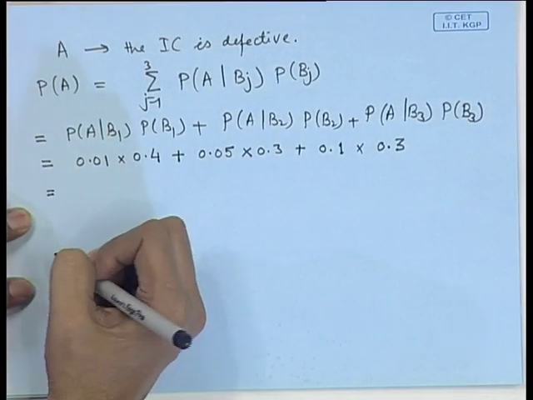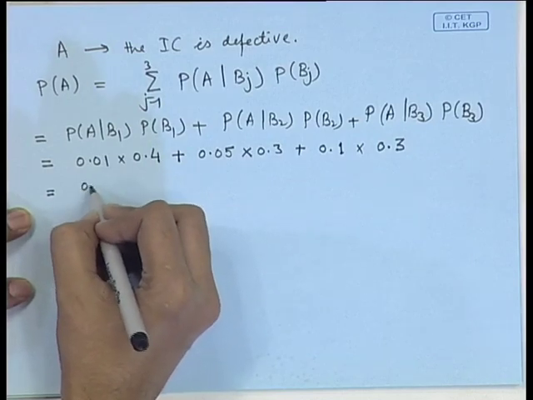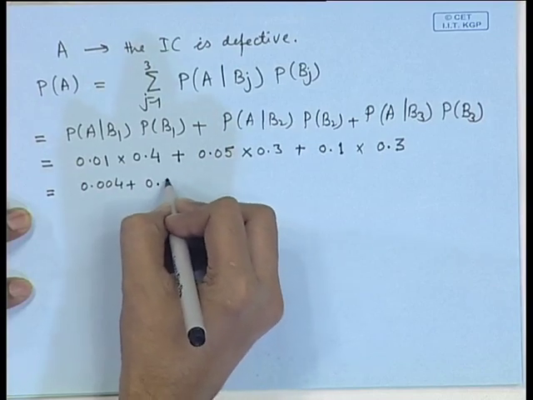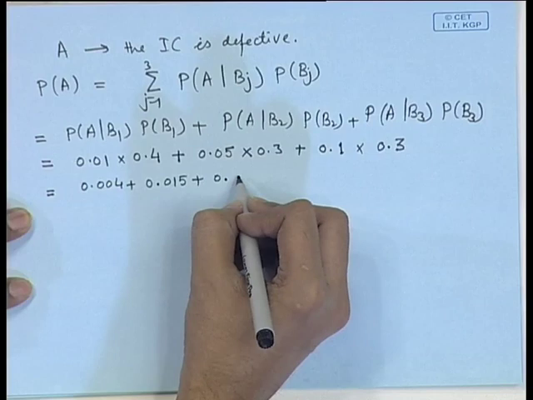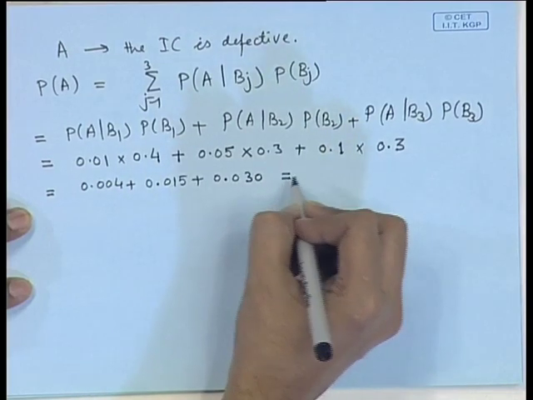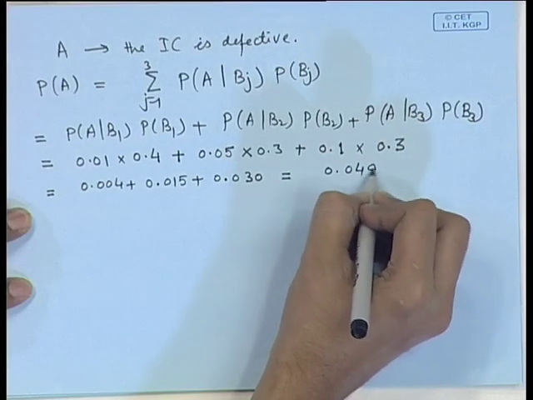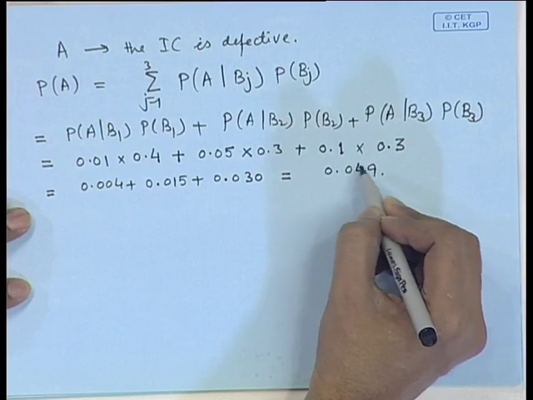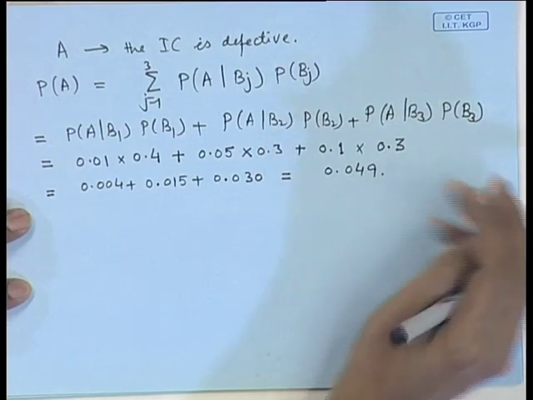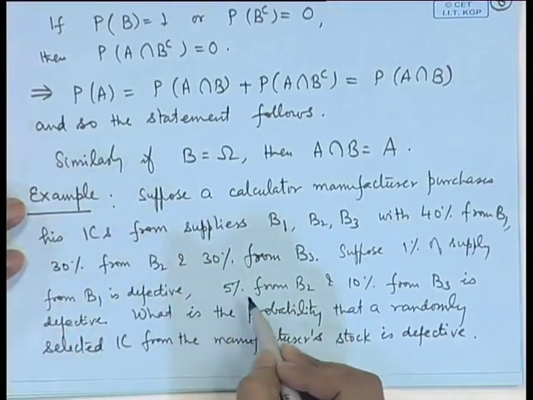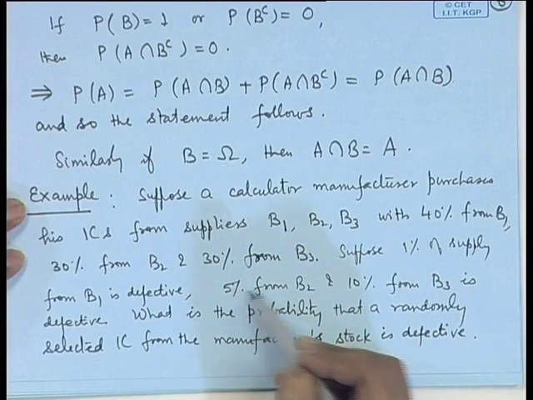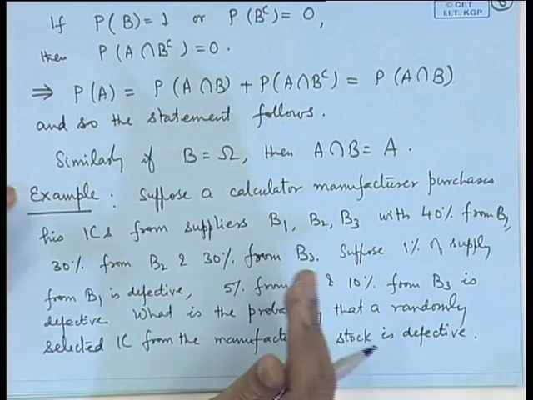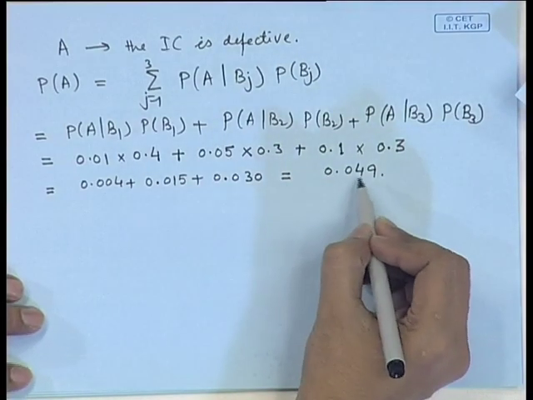So, eventually this turns out to be 0.004 plus 0.015 plus 0.03, so the eventual probability of the IC to be defective is approximately 0.05. Although individually if we see from the first supplier only 1%, from second supplier 5% and from the third supplier it is 10%. But since the procurement is mixed with the different percentages getting supplied from different suppliers, therefore, the actual probability turns out to be 0.049.